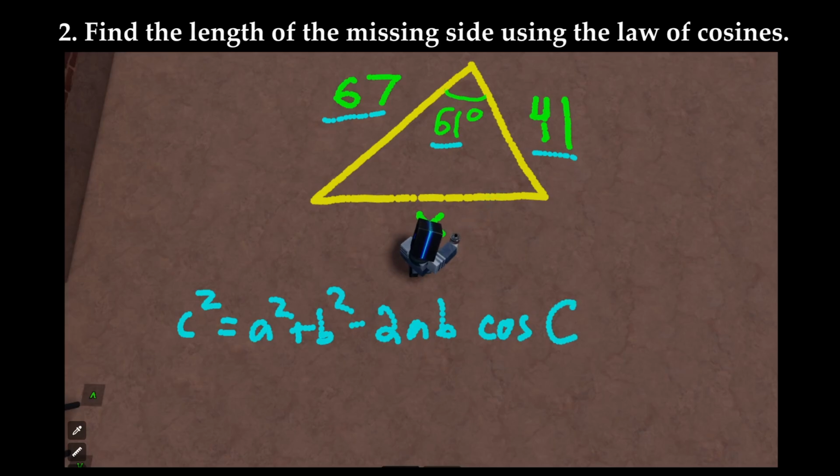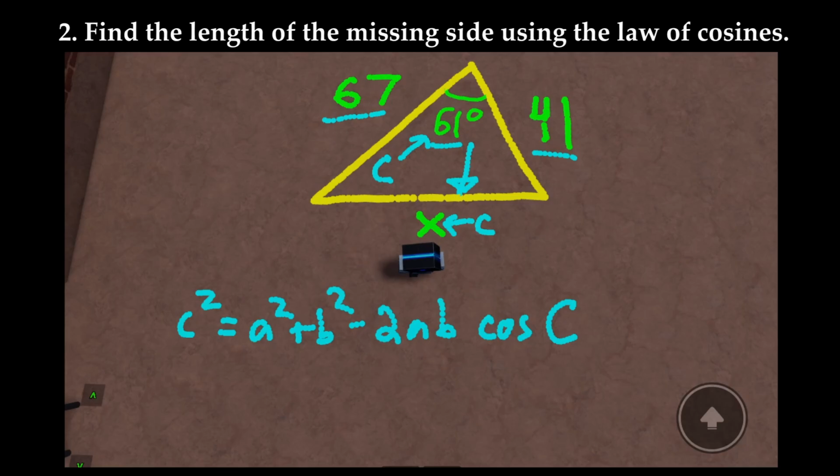So what are A, B, and angle C? Start with angle C first. There's only one angle given in this problem, and that's 61 degrees. Therefore, that is C. And now, if you know that 61 is angle C, the side that is opposite to the angle has to be side length C. So in other words, x is just C in the law of cosines, side C.